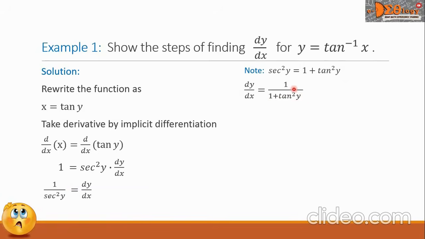We want to get the value of this function of y with respect to x by looking at our equation here: x equals tangent y. If we square this equation, we will have tangent squared y equal to x squared. So we are going to substitute this tangent squared y with x squared. Our final answer now is dy over dx equals 1 all over 1 plus x squared.